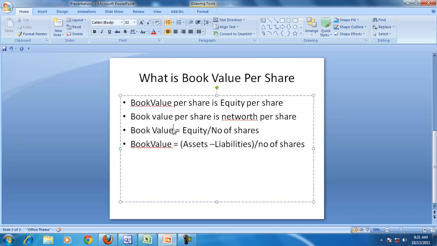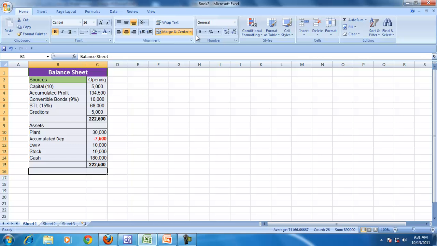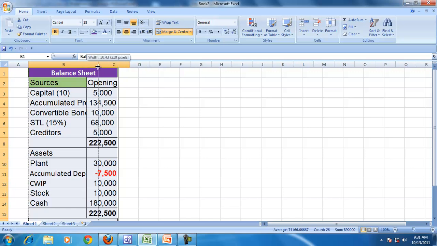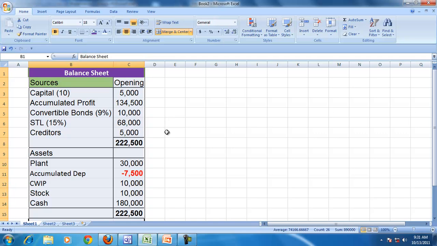So book value per share shows the asset backup per share. Let us take a small example to understand that. This is the balance sheet. The capital of the company is 5,000 with accumulated profits, bonds, short-term liabilities, and the corresponding assets.